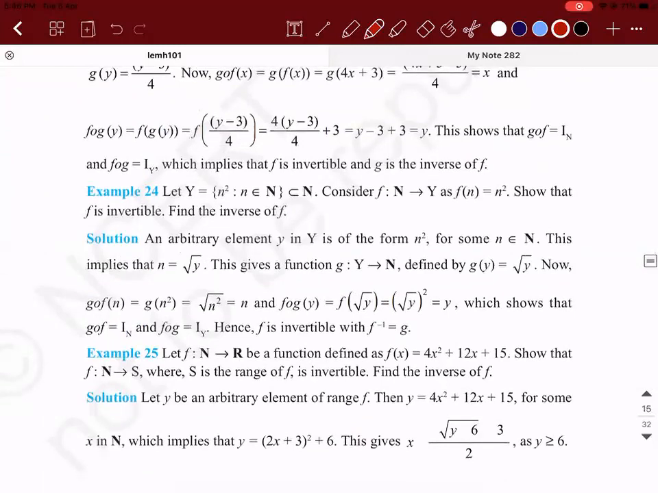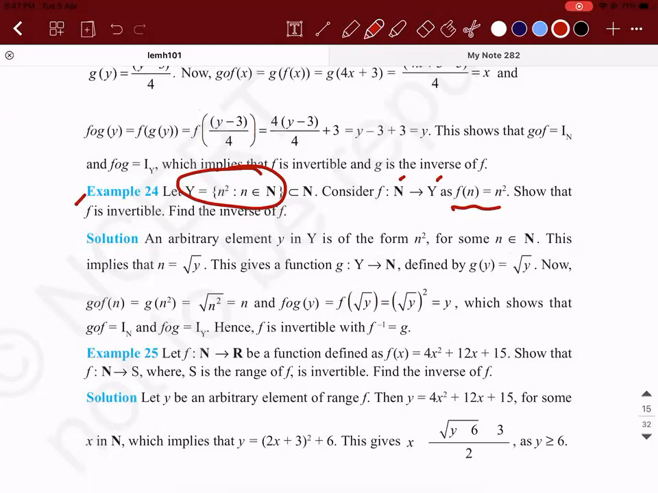For this exercise, you need a little bit of knowledge about range also. Let Y be the set of n square, where n belongs to the natural number set. It's a subset of natural numbers because you will have only square values of natural numbers: 1, 4, 9, something like that. Consider a function mapping from the natural number set to this set Y, where f of n is equal to n square. You need to show that f is invertible. Again, prove that it is one-to-one and onto, then find the inverse of it.